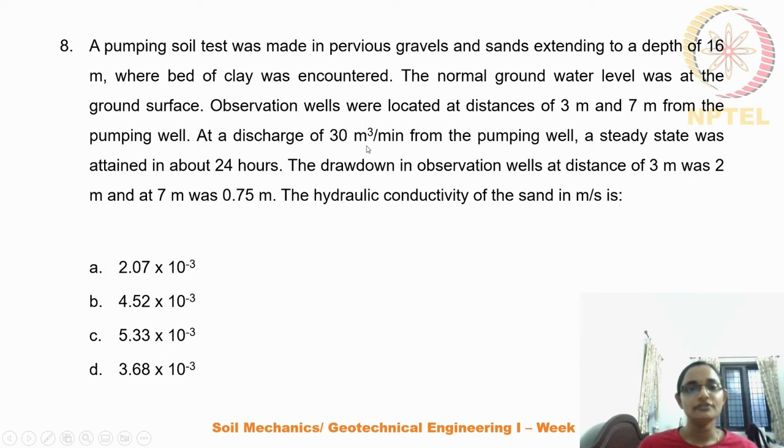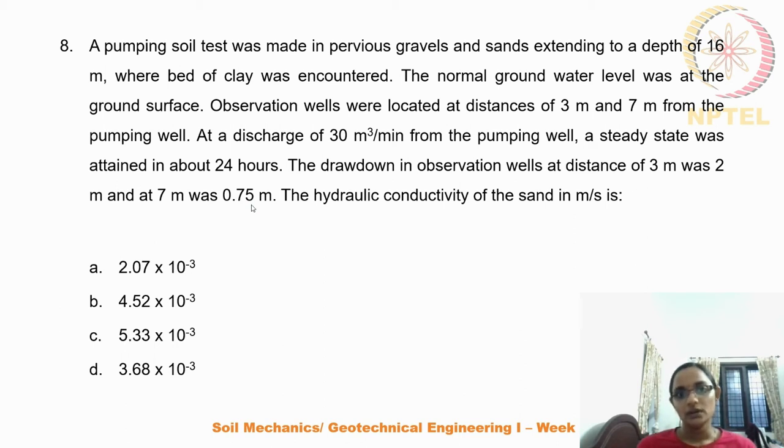At a discharge of 30 meter cube per minute from the pumping well, a steady state was attained in about 24 hours. The drawdown in observation wells at a distance of 3 meter was 2 meters and at 7 meter was 0.75 meters. We are asked to determine hydraulic conductivity of the sand.